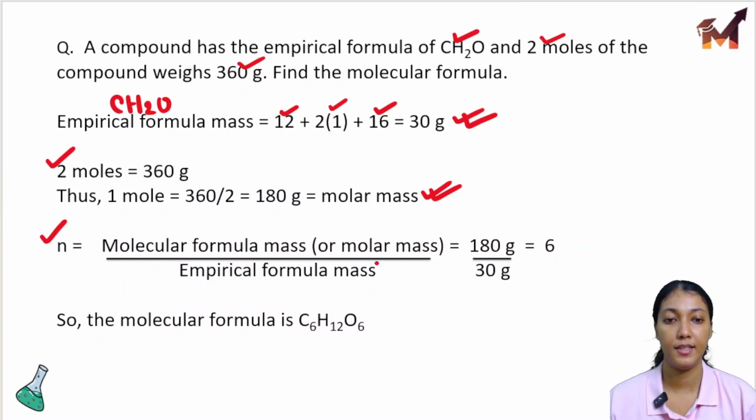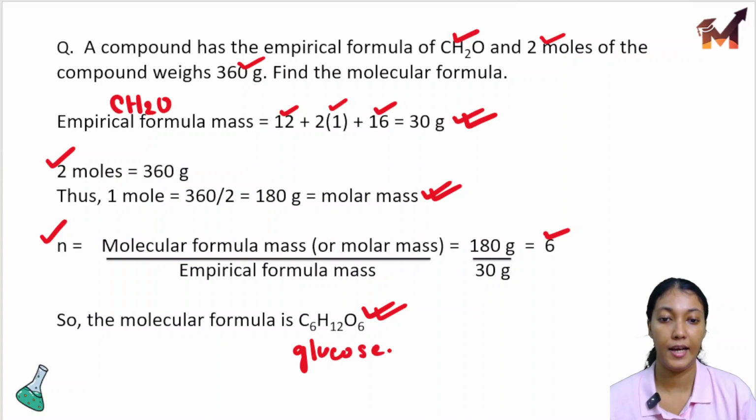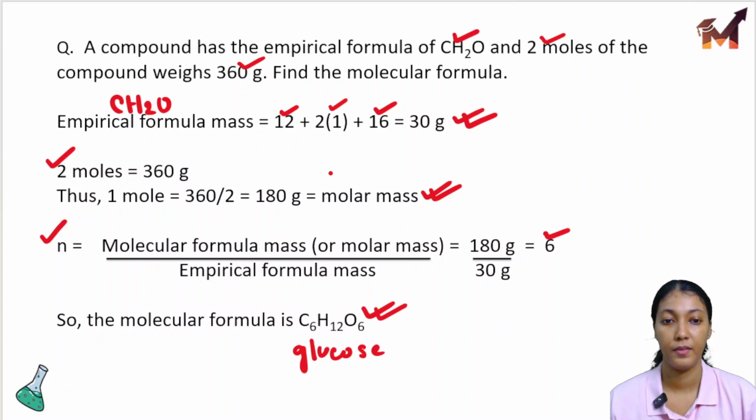We will just put it in this equation. 180 was our molar mass, 180 by 30, which was our empirical formula mass. If you just solve it, it will be 6. So हमारा n का value हो गया 6. So we will just multiply our empirical formula with 6 and we will get the molecular formula of C6H12O6. ये किसका formula है? ये है glucose का formula, which we studied in the previous slides. This is the formula of glucose.